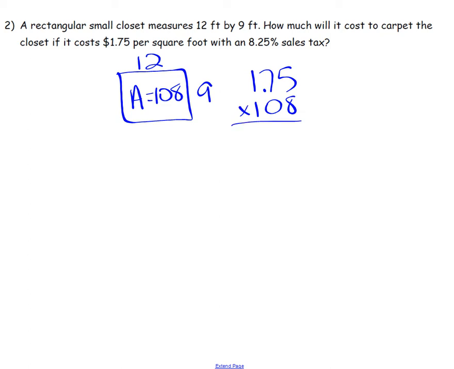Wait, hold on. So to find the cost of anything, you take the cost per unit times the number of units that you have. Where's the 108? Oh, the area. We multiplied. Okay, we put the 108 on the bottom because that's easier to multiply by 1 and 0 than it is to multiply by 7 and 5. So we work this out. We can skip that second number because it's just 0. I got 18,900.